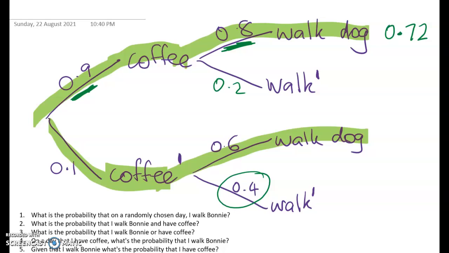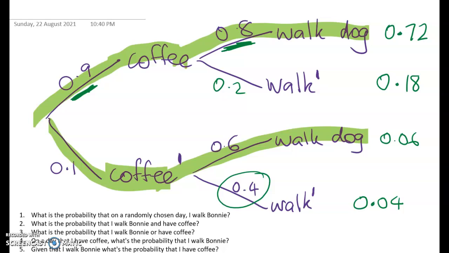And we do that for all 4 outcomes. Okay, so coffee and not walking Bonnie is going to have a probability of 0.18, and then not having coffee and walking Bonnie will be 0.06, and lastly not having coffee and not walking Bonnie, which must mean that I'm really, really ill, would be 0.04.